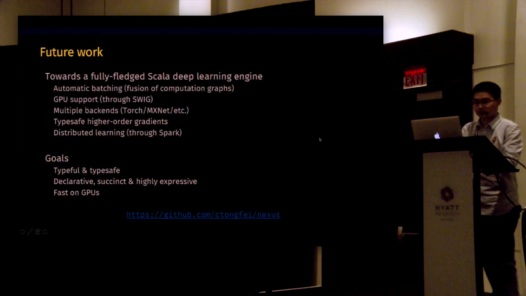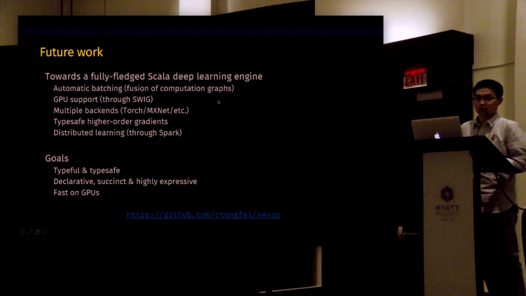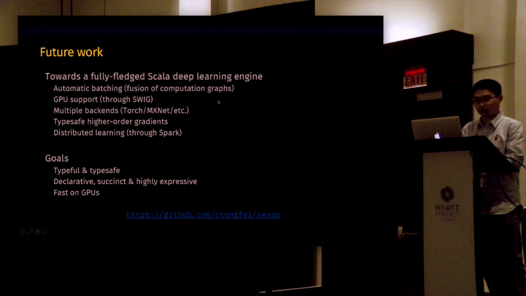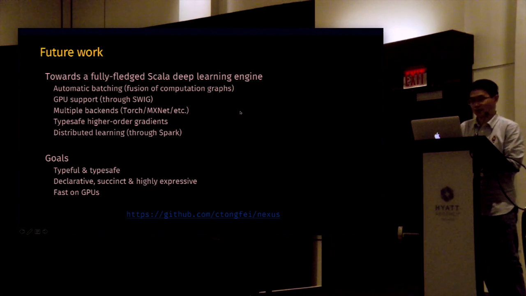So, future work for this, I would like to further complete this towards a fully fledged Scala deep learning engine. We could have automatic batching, which is fusion of different computation graphs, to put a lot of graphs together into one graph to run it concurrently on a GPU, which makes it much faster. GPU support with CUDA using SWIG. Multiple backends. There are already multiple Python libraries written there. Their core is C++. We can just reuse this core. We don't want to do C++ ourselves.